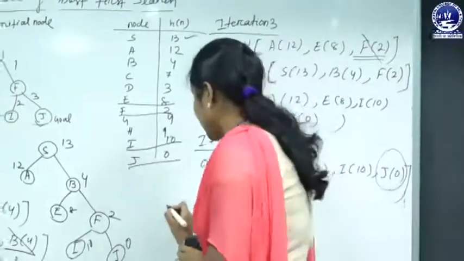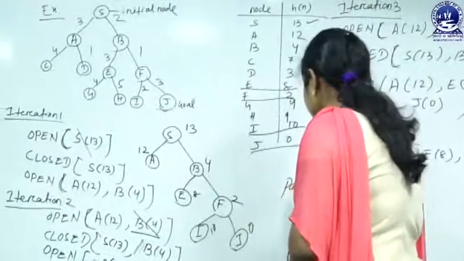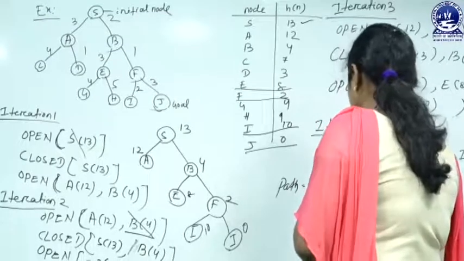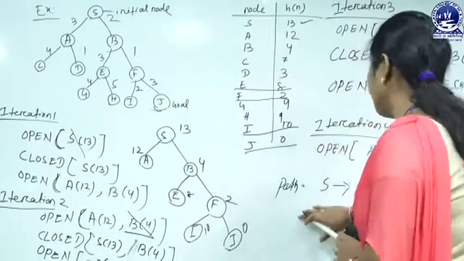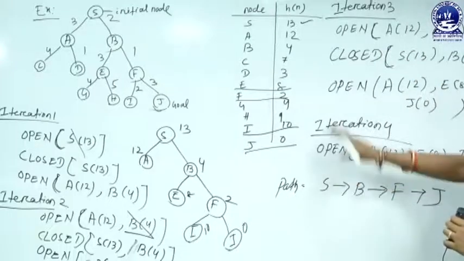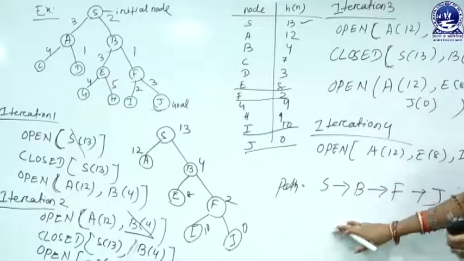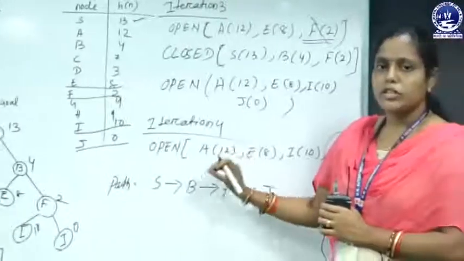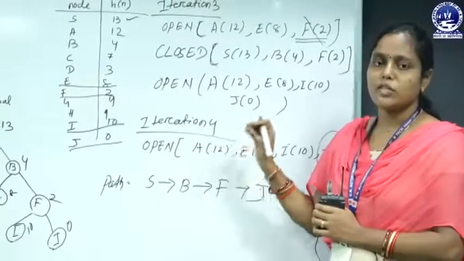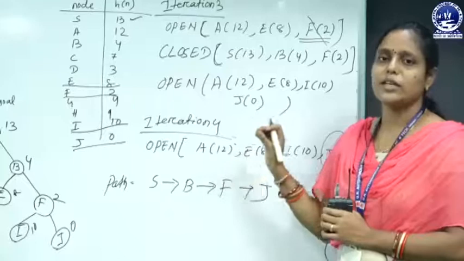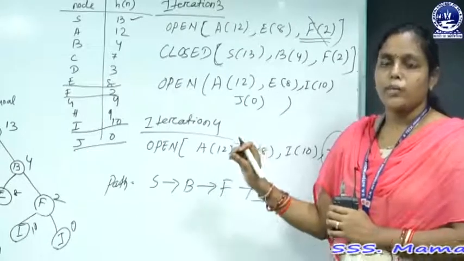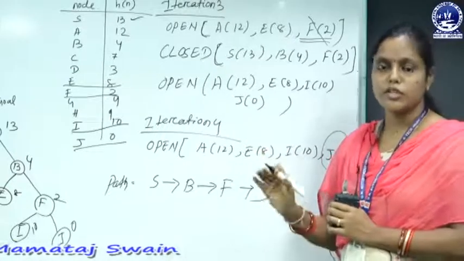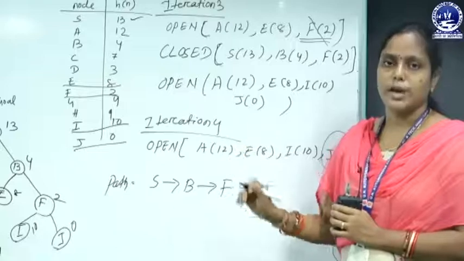That means our algorithm stops and it returns the path from the initial node to the goal node. Here the path is S to B, then B to F, then F to J. This is the path returned by our algorithm. This is all about the greedy best first search algorithm. You must remember that this algorithm searches for the goal node and expands the successors of a node based upon the heuristic value. That means it always considers the node with the lowest heuristic value and expands it.